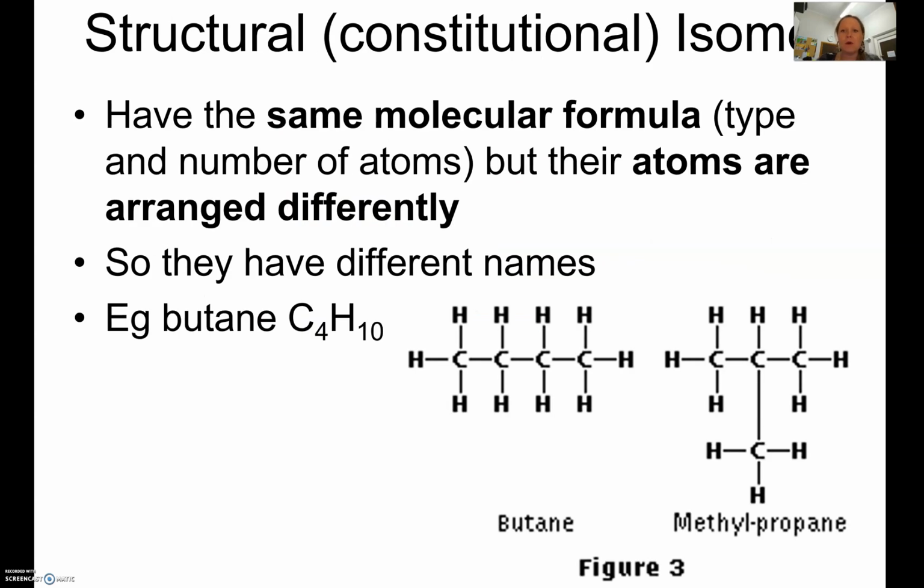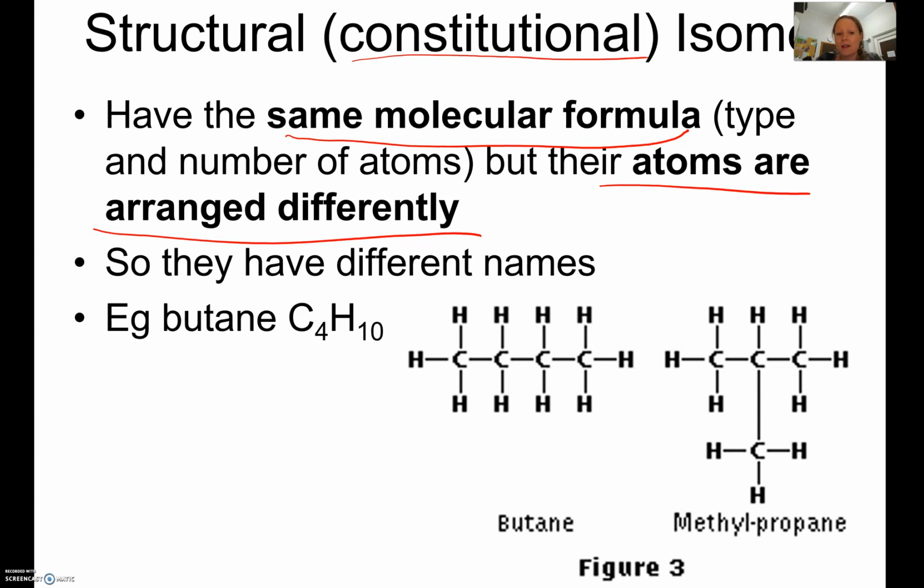Okay, so what is a structural or constitutional isomer? I don't tend to use this name here. Both will be provided in the exam, but more commonly than anything is the term structural isomer. So what is the definition of a structural isomer? It is that they have the same molecular formula, but their atoms are arranged differently. This definition is an essential one to know, so you need to make sure you've got that definition sorted. It's required in many of your answers to get excellence.